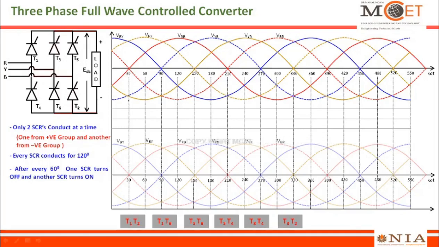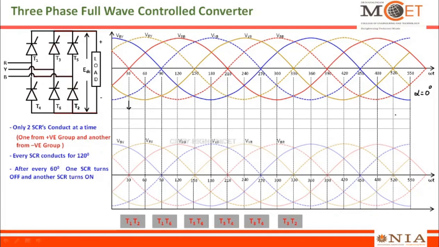As we have already seen in the half-wave controlled three-phase converter, SCR1 can start its triggering only at this point, that is, when omega t is equal to 30 degrees. Now we are going to draw the load voltage waveforms for different values of firing angle, first for alpha equal to 0 degrees.